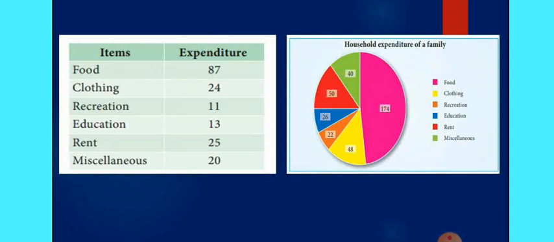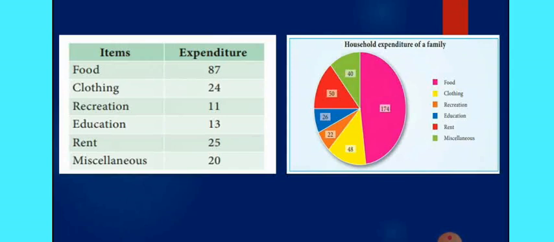And for food, what is the angle of food? We get the food as the largest value. So food, if you convert to the angle, we get 174 degrees. So this is the large one.